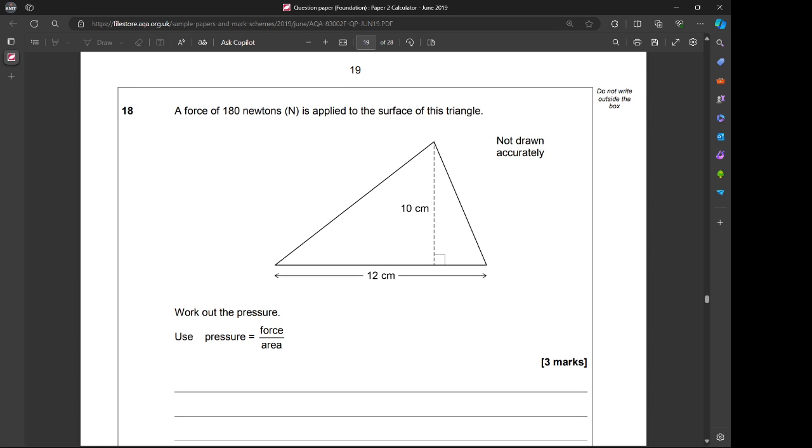Did that make sense, guys? Let me know. I think the chat has gone a bit quiet. Hopefully it makes sense.